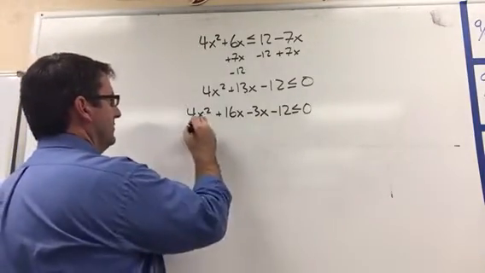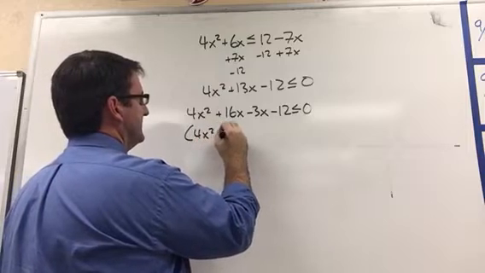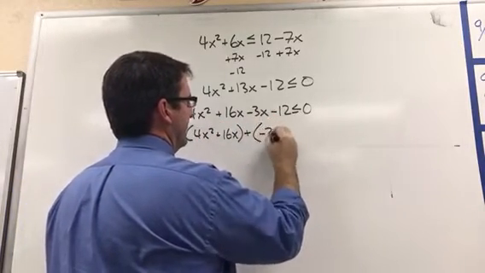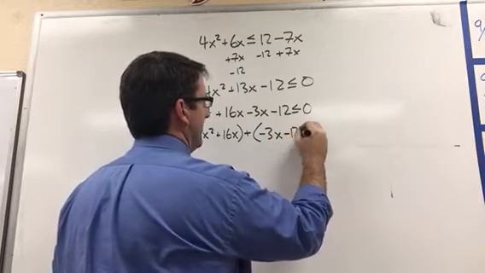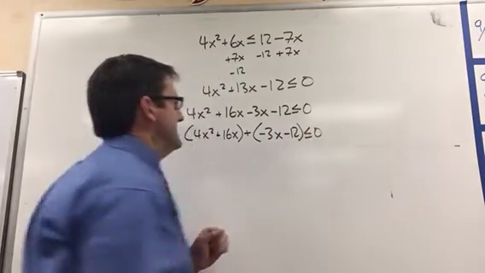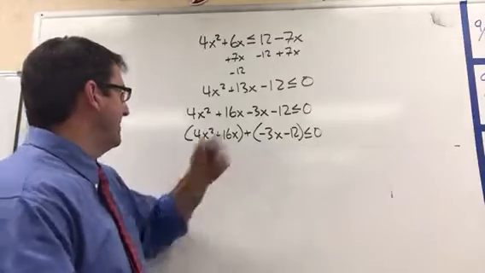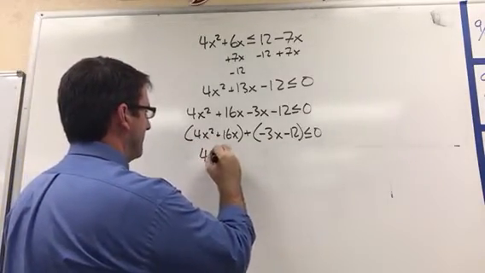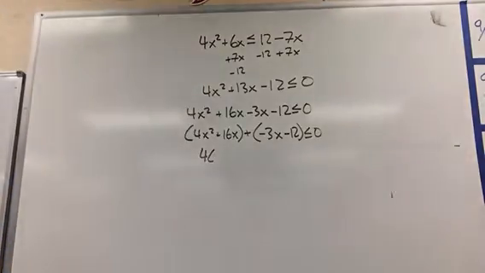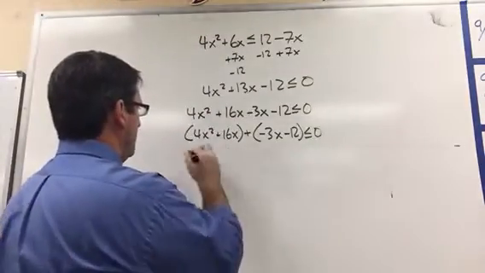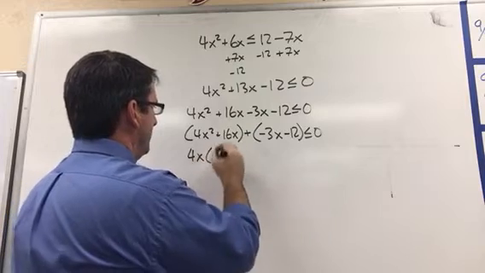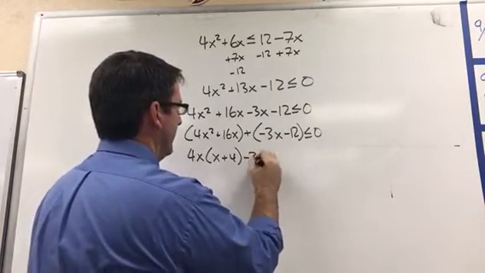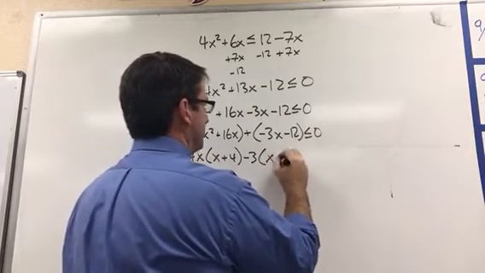Now we can group this. So 4x squared plus 16x will be in one group, and then the other group will be the negative 3x minus 12. And now let's take a common factor out of that. We can take a 4x out of this, and we're left with x plus 4. Over here, let's take a negative 3 out, and we're left with x plus 4.